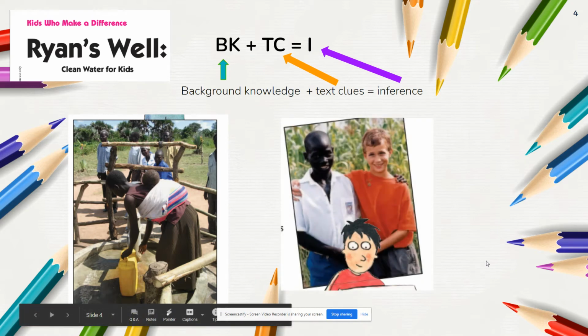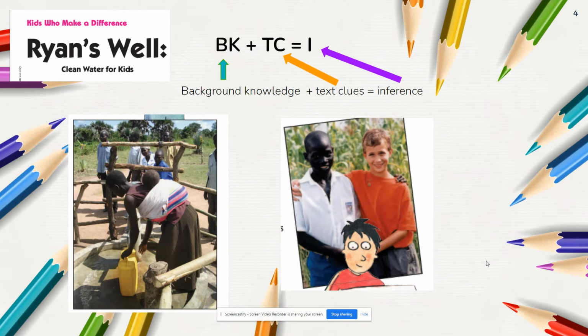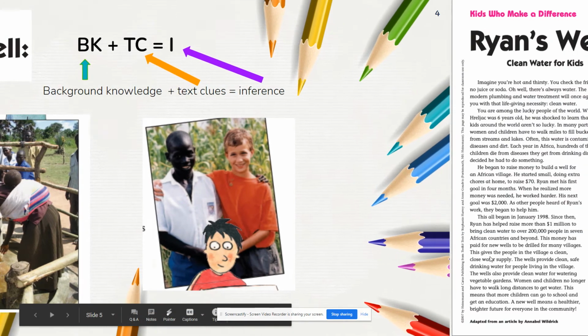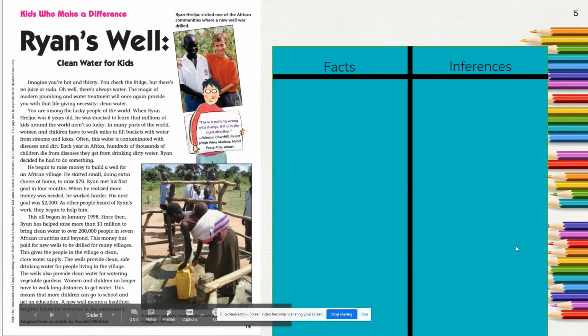Look at these pictures and take a moment to jot down what you can infer about these pictures and why. You can write this information within your reading journal. Okay, now that you've jotted down a few inferences that you might have, I want to model for you how I infer whenever I read.